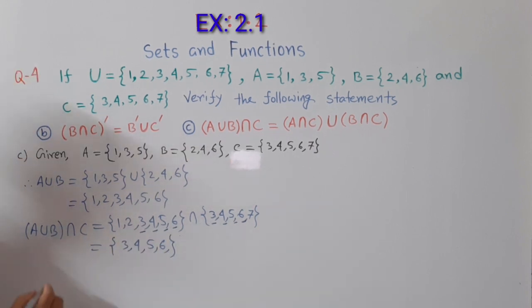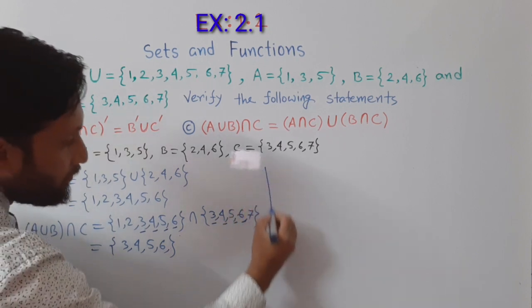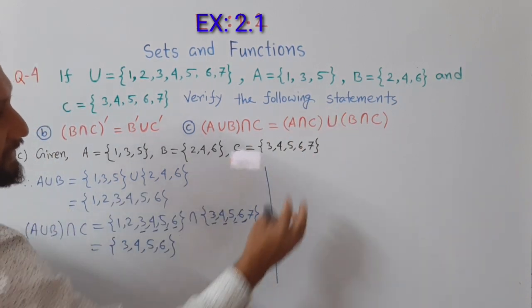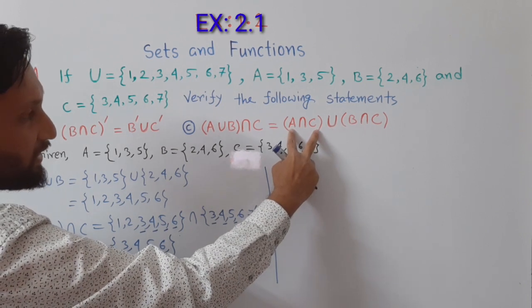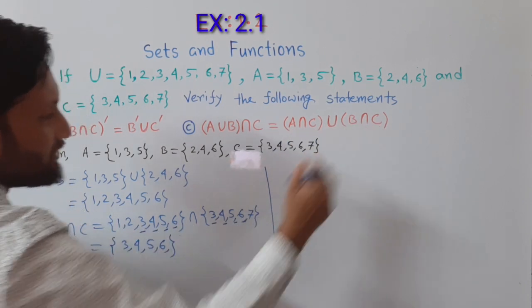Okay, these 4 elements. Now for right hand side, see that at first we have to identify A intersection of C and B intersection of C.